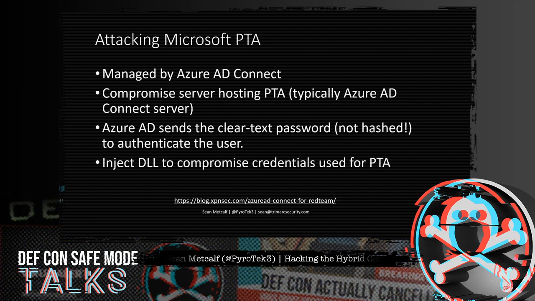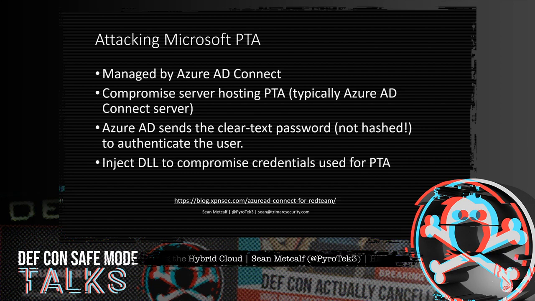Adam Chester, aka XPN, has done a great blog post on how to leverage a compromised Azure AD Connect server with PTA enabled in order to gather usernames and clear text passwords that were used to authenticate via PTA. So since pass-through authentication is managed by Azure AD Connect, you can compromise that server. And then during this authentication process, Azure AD sends the clear text password, not hashed, to authenticate the user. So it's sent to Azure AD Connect.